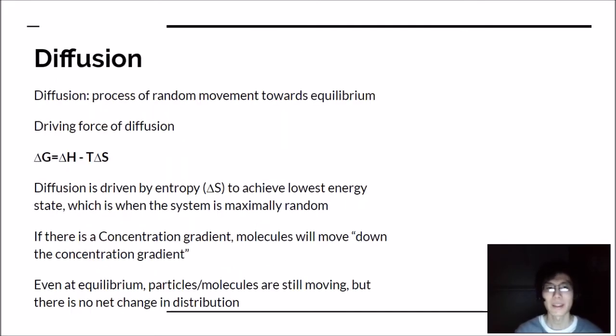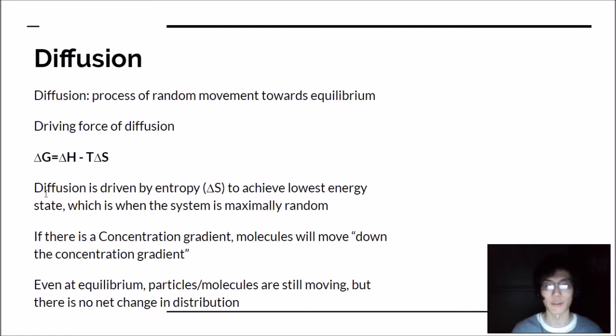So let's move on to something else. And this is something that perhaps we beat the dead horse on again and again, but it's something that can be a little confusing to an extent, and that is this idea of diffusion. Now, diffusion is nothing more than the process of random movement of certain molecules towards a certain equilibrium. So we have this formula over here of delta G equals delta H minus T delta S.